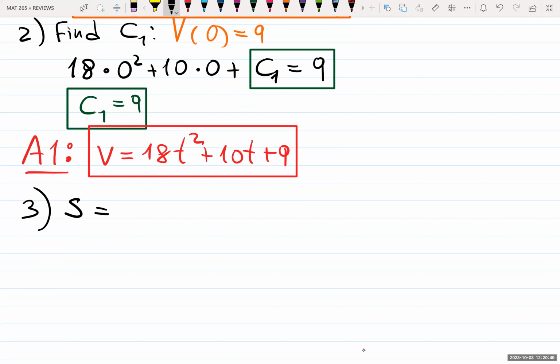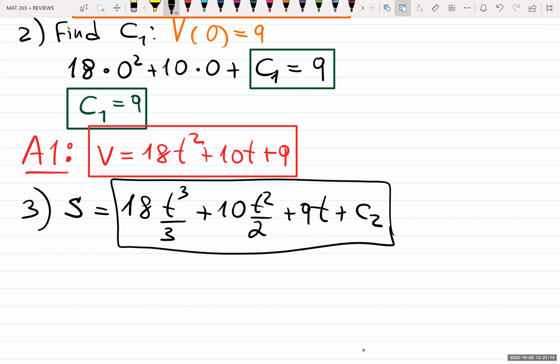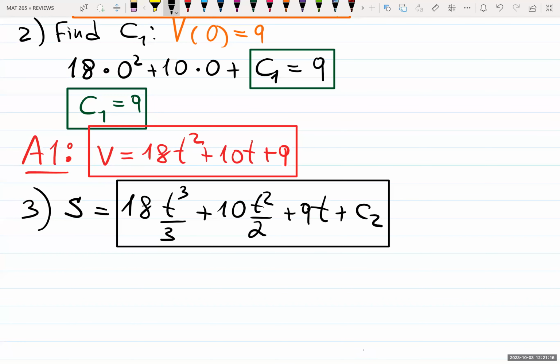S is the antiderivative of V. It's going to be 18t cubed over 3, that is 2 plus 1 over 2 plus 1. You don't even have to calculate it twice; you calculate it once and divide by that number. Plus 10t squared over 2, plus 9 times t, plus C2. That is important. Put it in a box. You can simplify if you want to: 18 over 3 is 6.